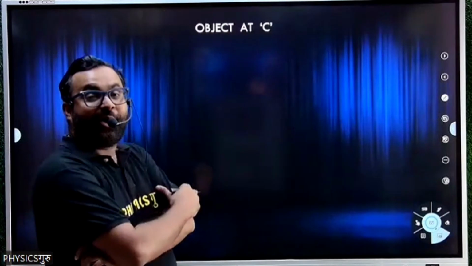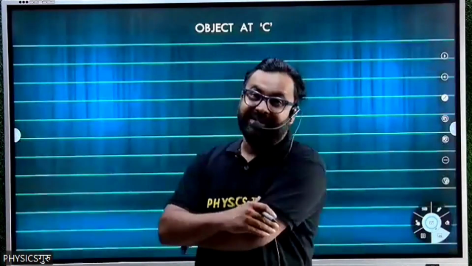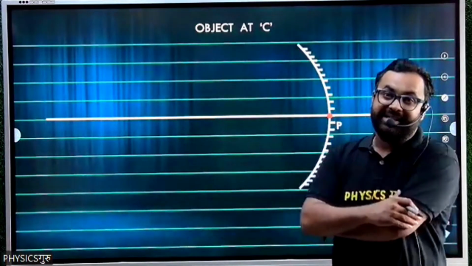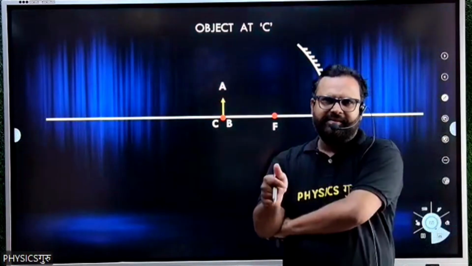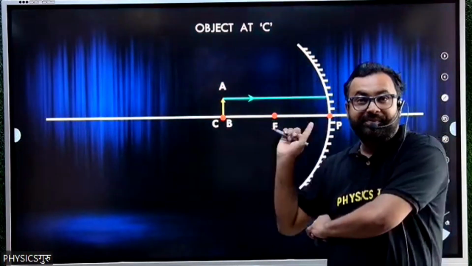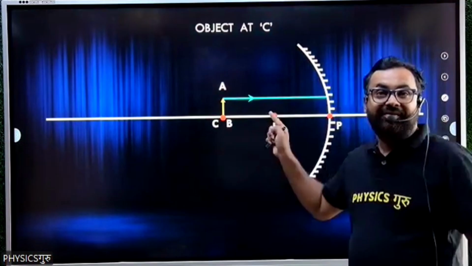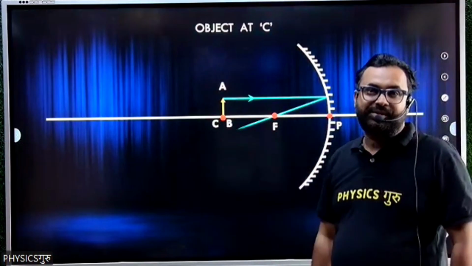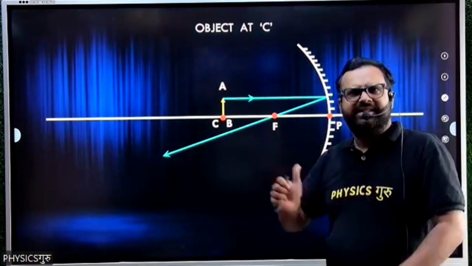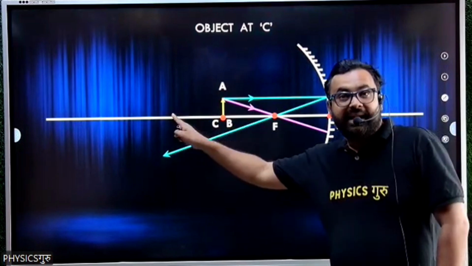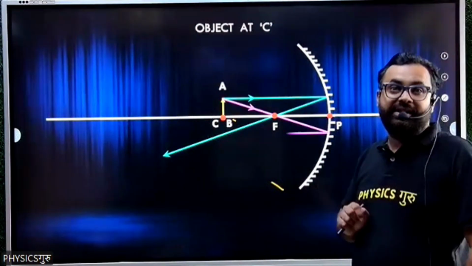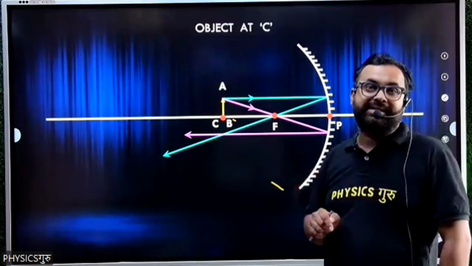Now case number two: object placed at the center of curvature. Step number one, we need to draw a line parallel to the principal axis. After reflection, it will pass through the focus. It's common, so we have to draw this. Step number two, pass a line from the focus. After reflection, it will move parallel to the principal axis.